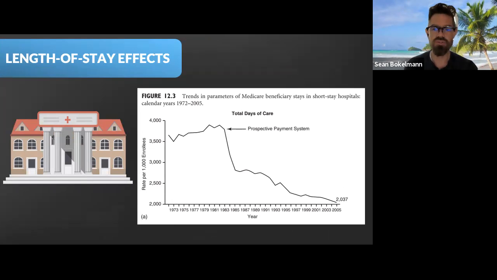So here we're seeing total days of care. Okay, so this is one measure of length of stay. And as we can see that after the implementation of the PPS, length of stay in terms of total days of care dropped drastically, right? It dropped precipitously and continued to decrease into 2005.